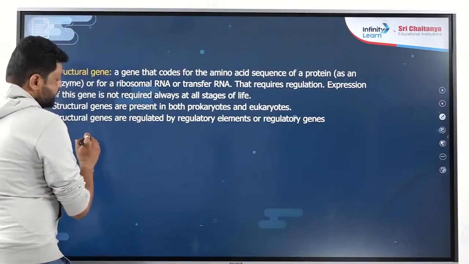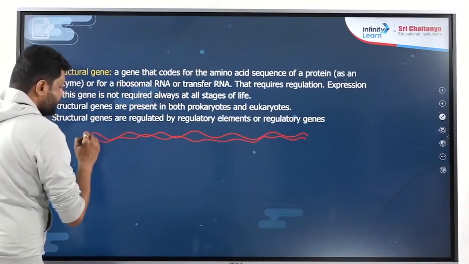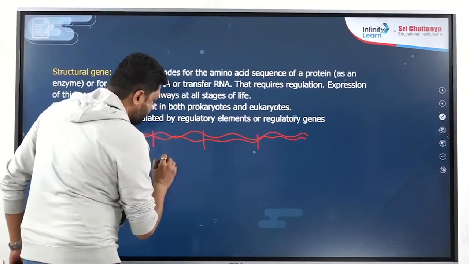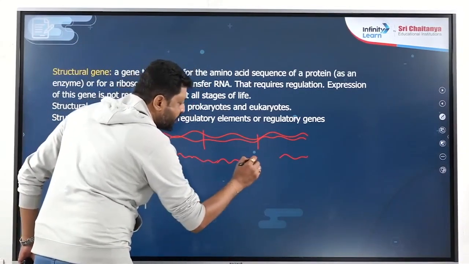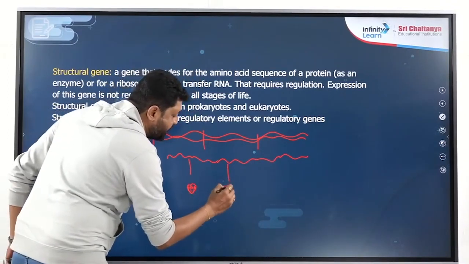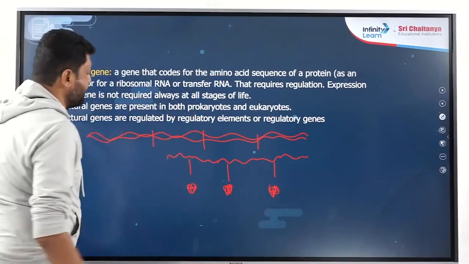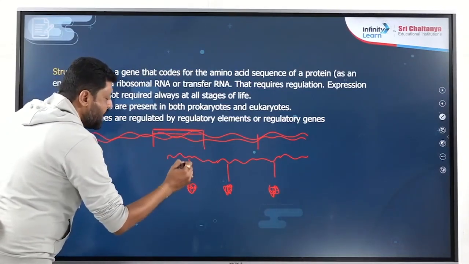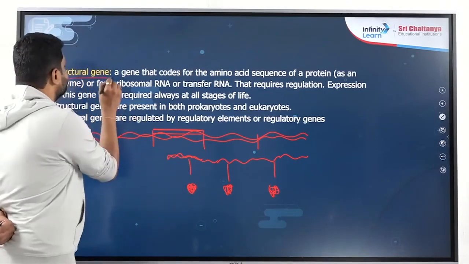So whatever the genes that produce, let us imagine this is DNA. Whatever the genes that produce mRNA and then a polypeptide. So in prokaryotes, a single mRNA will be there that produces three polypeptides, like in an operon. So this is called polycistronic mRNA. The gene that produces an mRNA and a polypeptide is called a structural gene.